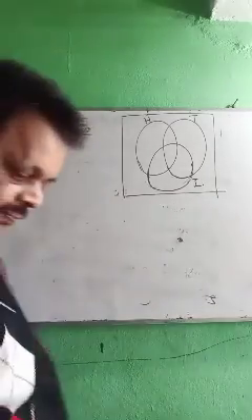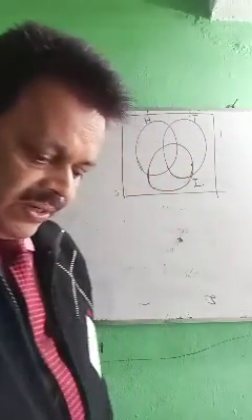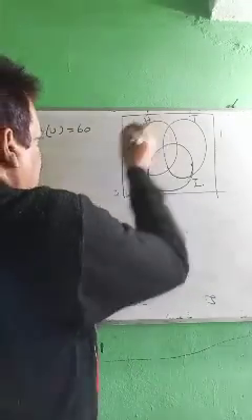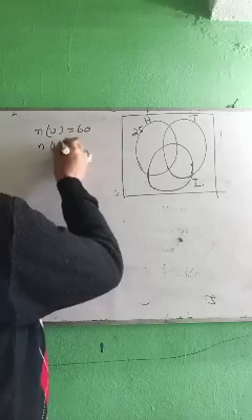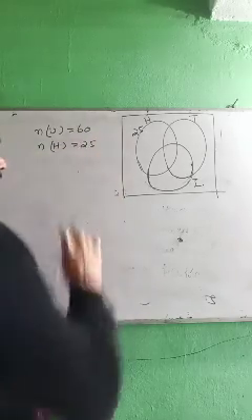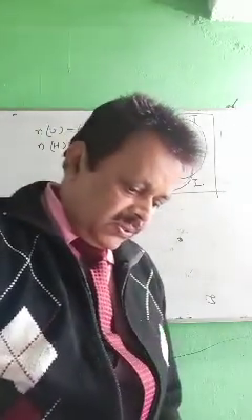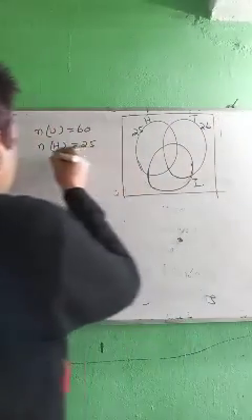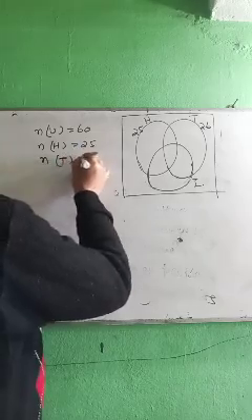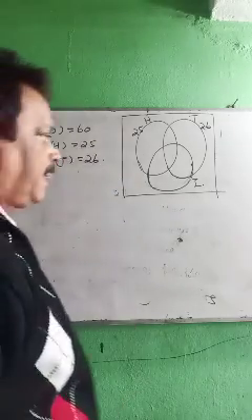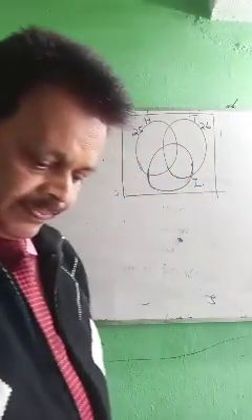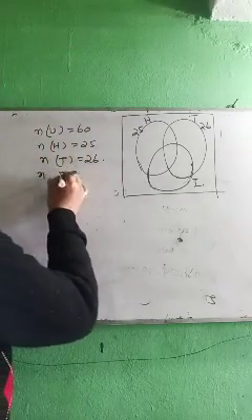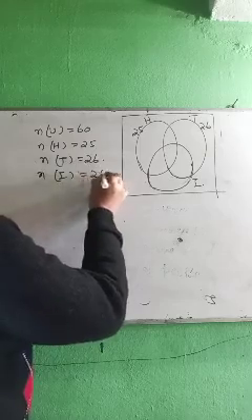So 25 people read newspaper H. Number of H equals 25. The number of people who read T is 26. Number of T equals 26. Then I also 26. Number of I equals 26.